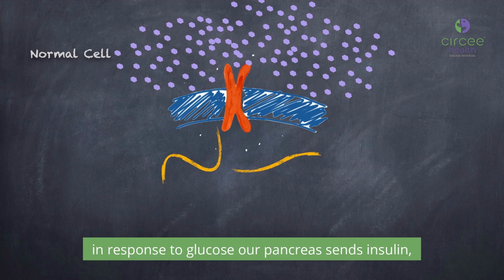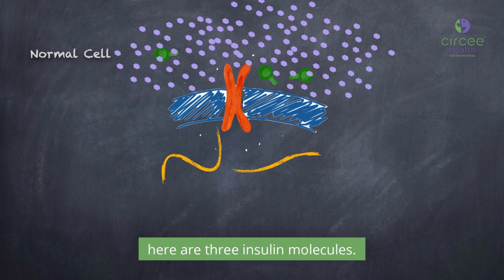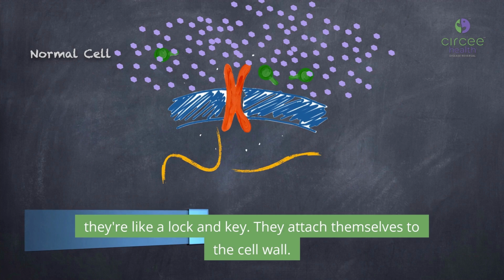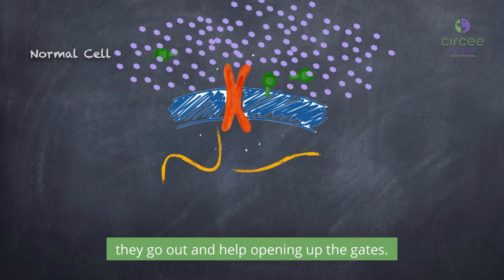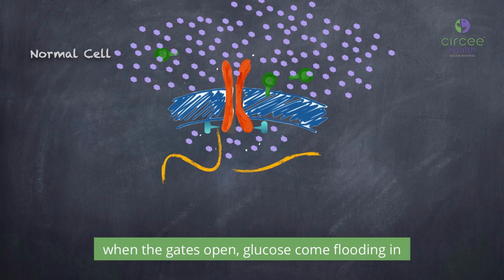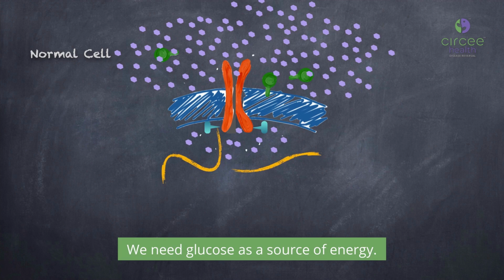In response to glucose, our pancreas sends insulin. Here is three insulin molecules. They're like a lock and key. They attach themselves to the cell wall. Insulin has these little helpers inside the cell. They go out and help opening up the gates. When the gates open, glucose comes flooding in. We need glucose as a source of energy.